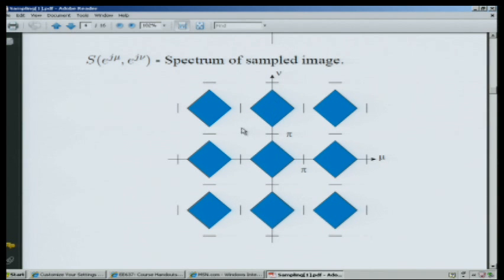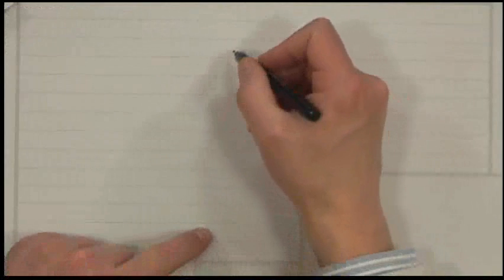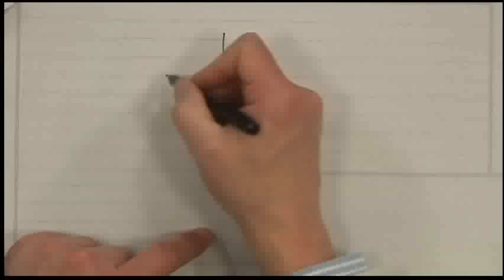Now, half the sampling frequency always goes to pi. So it could be, for instance, that you sampled along the y-axis at a much higher rate than you did along the x-axis. If you did that, you can switch to my paper here. If you did that, it would look like this.